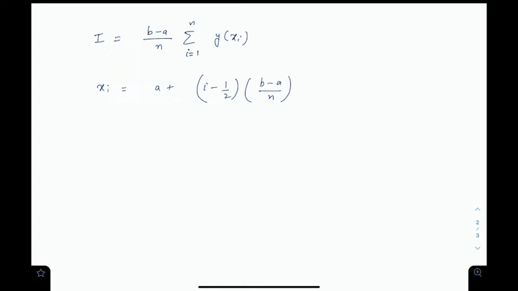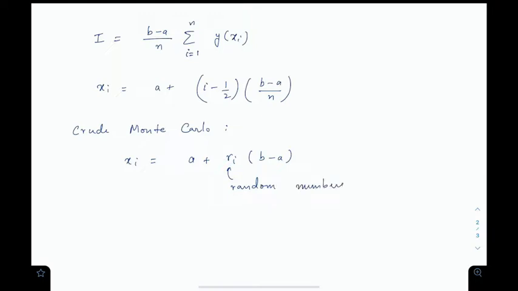Now, Monte Carlo method, which may seem very obvious at first glance, known as the crude Monte Carlo, basically does the same sum but redefines x_i as a plus some r_i times (b minus a), where these r_i's are random numbers uniformly distributed on the interval 0 to 1.